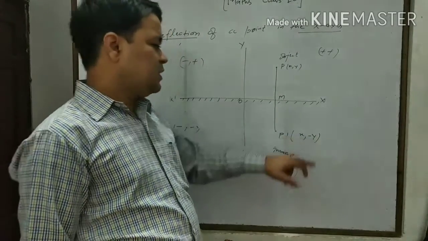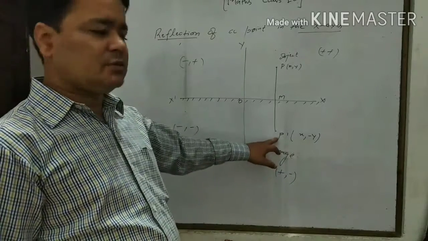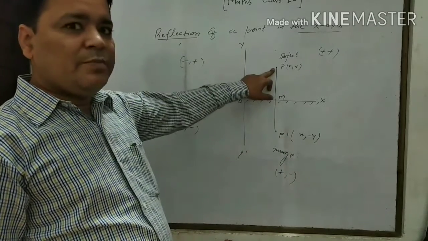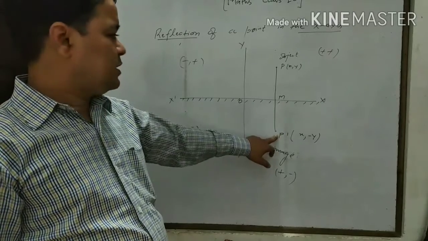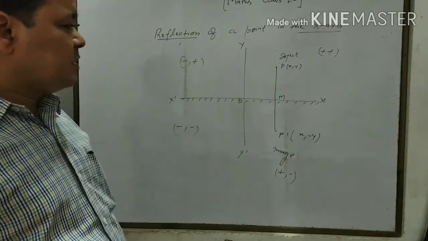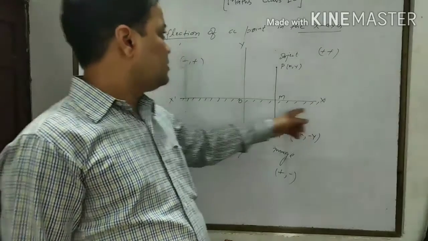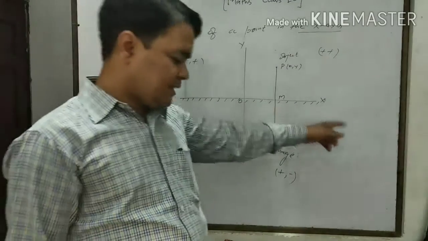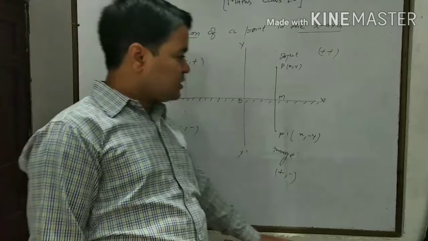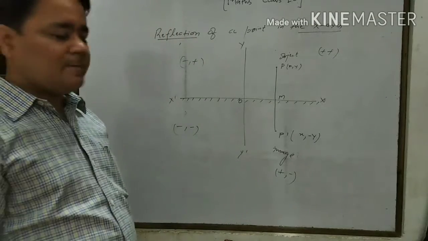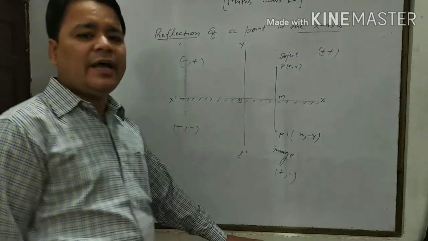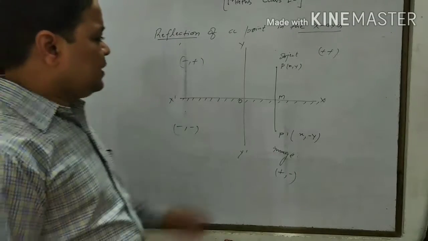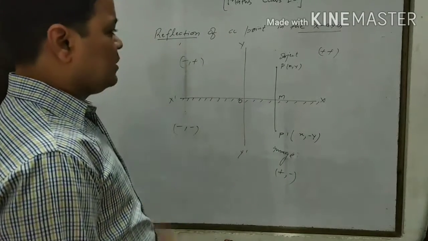If we write the coordinate of the image, P is the object, P dash is the image. This is the x-axis, and this axis is working as a mirror, means reflection of a point in the x-axis. So we can write it this way.